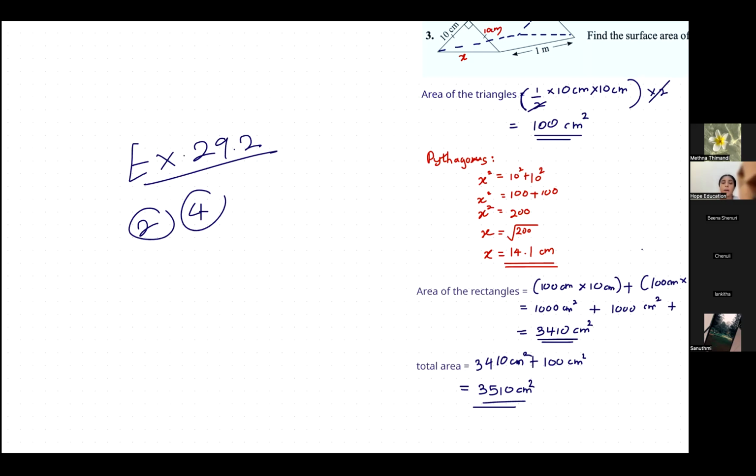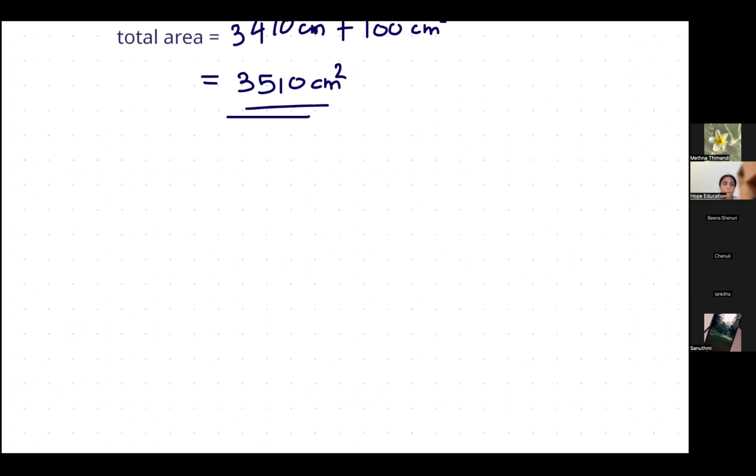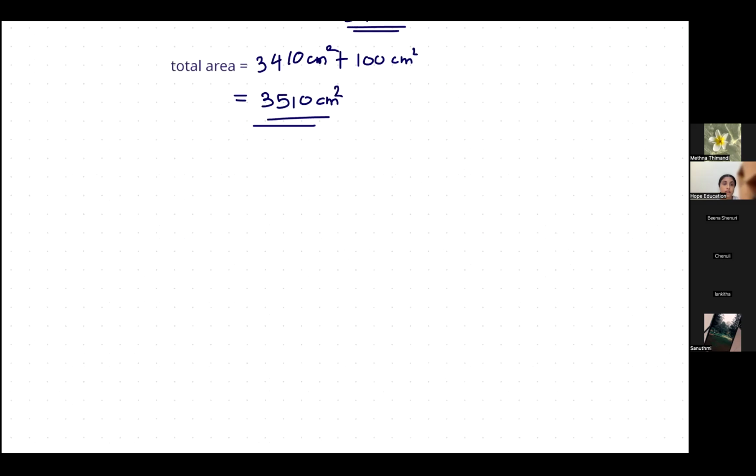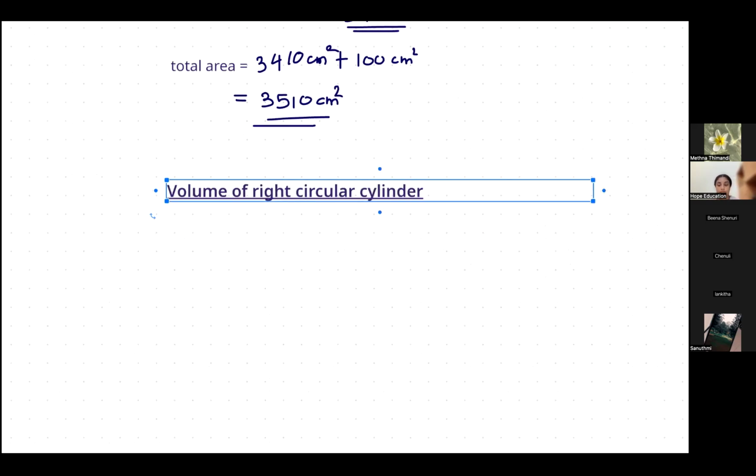Okay. Put a topic. Then surface area ඉවරයි. Now we are going to volume. Topic එකක් දාන්න. Volume of a right circular cylinder. That's the topic.